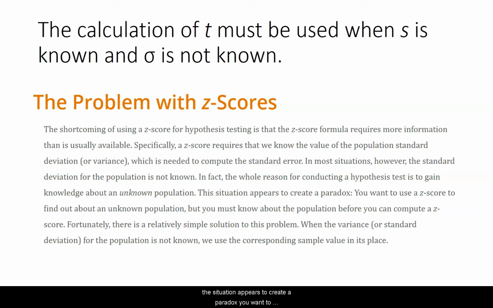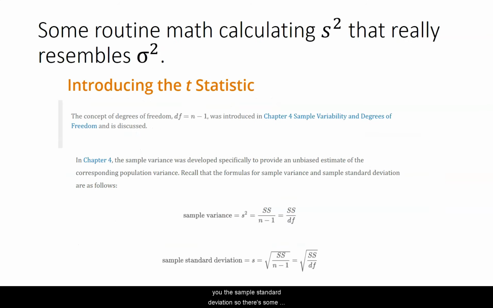The situation appears to create a paradox. You want to use a z-score to find out about an unknown population, but you must know about the population before you can compute that z-score. Fortunately, there's a simple solution. When the variance or standard deviation for the population is not known, we use corresponding sample values in its place, which will be the sample standard deviation, or however we can get to it, which might be the sum of squares of the variance, but for our purposes, I always give you the sample standard deviation.